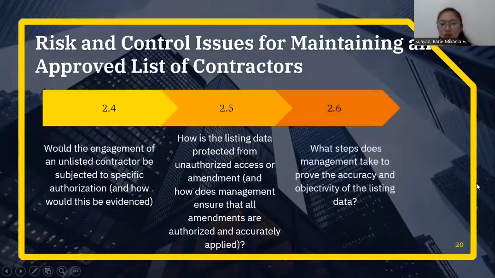Next, what steps does management take to prove the accuracy and objectivity of listing data? On that 2.5, the objective shows the importance of having a listed contractors because the management must know all the amendments to be able to protect the data listing from unauthorized access. These questions are for maintaining an approved list of contractors of reliable, trustworthy, and stable contractors as the basis for selection.